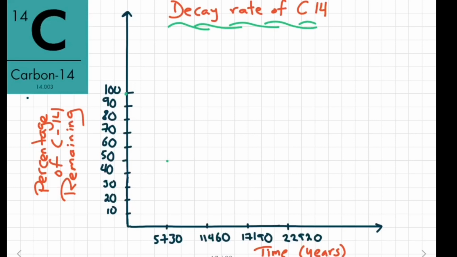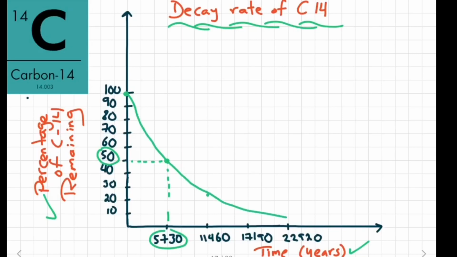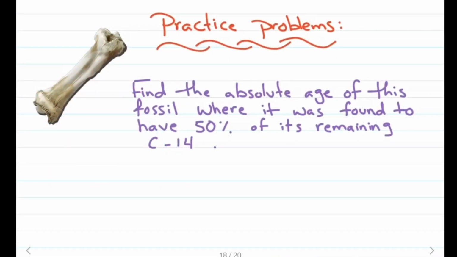This graph shows the decay rate of carbon-14, but from a different perspective. We have here the percentage of carbon-14 remaining versus the time in years. So if I have a sample with 50% of carbon-14 remaining, it means that the absolute age of this sample is 5,730 years, which is one half-life of carbon-14. Same as if I have only 25%, the age of this sample will be 11,460 years. So let's try and solve some practice problems.